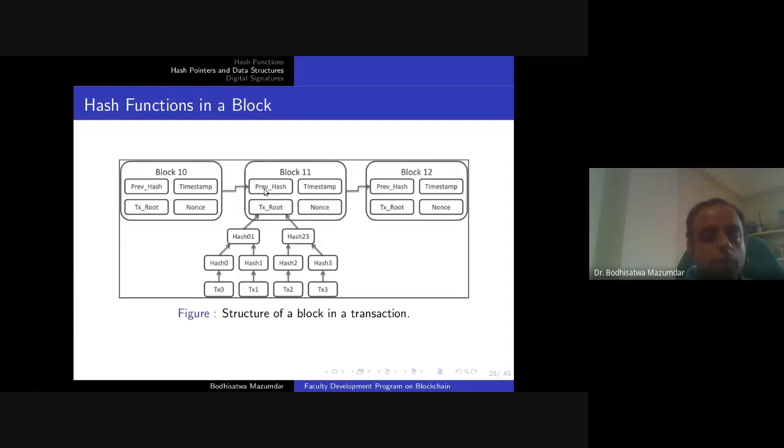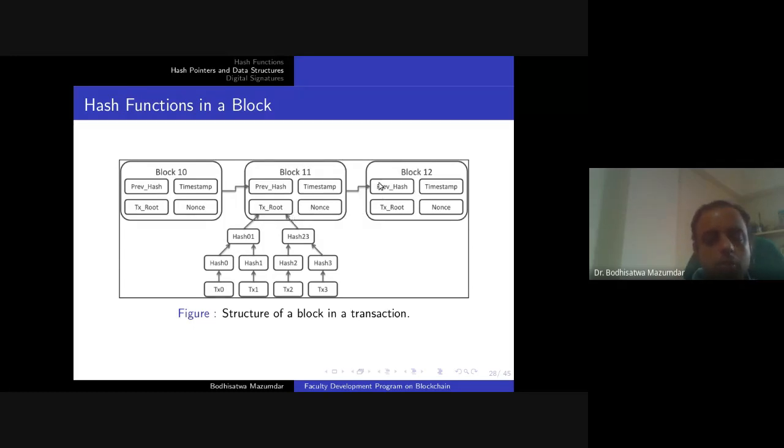So a block comprises the previous hash, that is the hash of the previous block, the timestamp, that means the time at which a certain block has been created, and the root, which is a pointer to the tree. Once a user is given this root value, he can traverse this binary tree to go to a particular transaction. And then a nonce. This nonce is used to compute the hash function. As I mentioned, the nonce is very important to restore the cryptographic property of the hash function. So you have block 10, block 11, and block 12. These are the blocks.